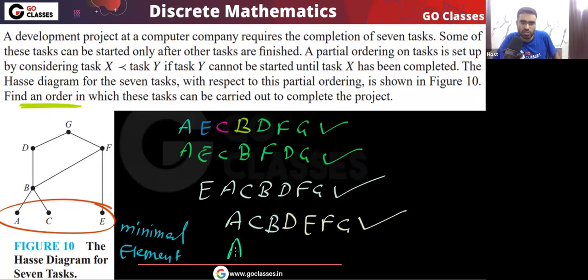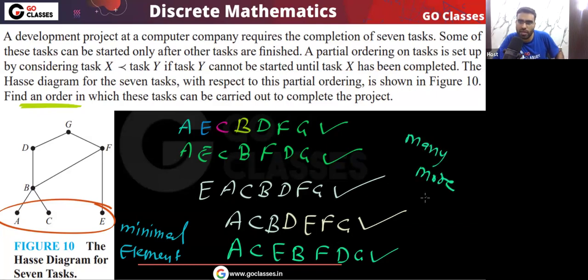And so on. For example, you can do A, C, then you can do E, B, and then F, D, G. This is also correct. Many more are possible. Is this clear? Many more are possible.